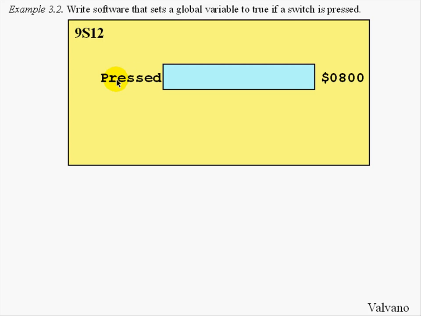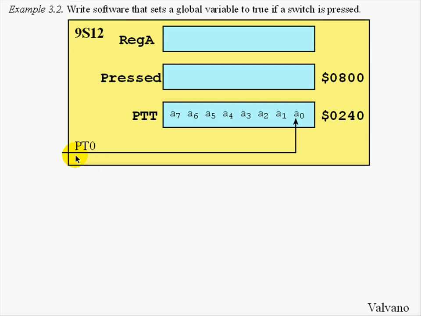In this system, we'll need a variable. We'll call it pressed, and we'll place it in RAM. In order to get data into the computer, we're going to need an input port. An input port is a wire external to the microcontroller, allowing data to enter or flow into the device. We're going to use PT0, but we really could have used any of the pins on the 9S12.